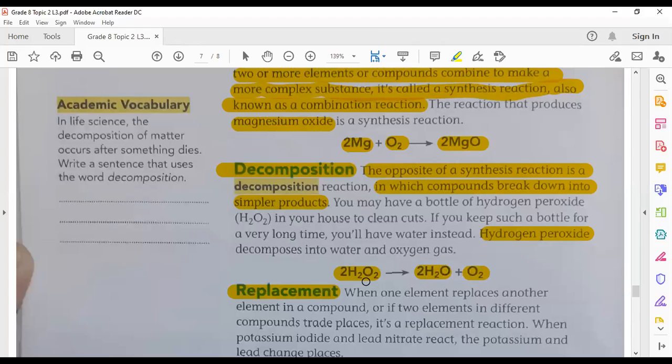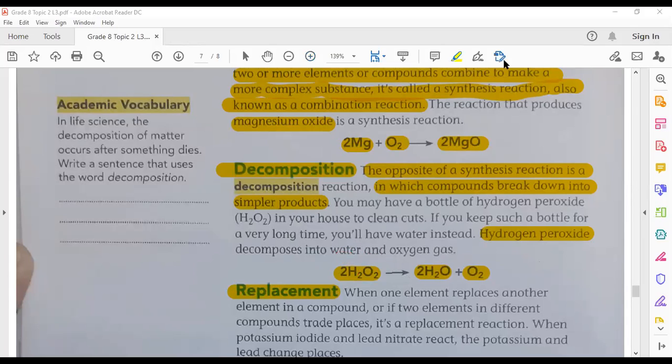Is this equation balanced or not? Yes, it is balanced. 4 hydrogens, 4 hydrogens. 4 oxygens. Notice that we have 4 oxygen atoms because of the coefficient 2, and 2 multiplied by 2 gives 4. So we have 2 oxygens here and 2 oxygens there, 4 oxygen atoms on both sides. We also have 4 hydrogen atoms on both sides. So it is balanced. So this is a decomposition reaction.